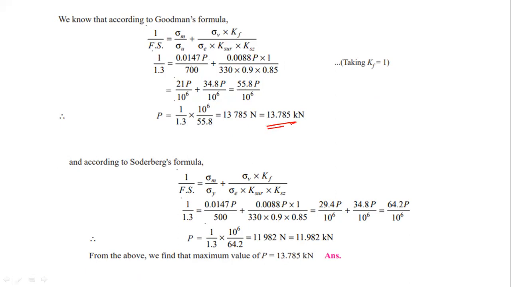From Goodman's method, the load acting on the beam, capital P, equals 13.785 kilonewtons. In a similar way, from the Soderberg method, we already know the formula: 1 by Fs equals sigma m by sigma y plus sigma v into Kf by sigma e into k surface, k size.